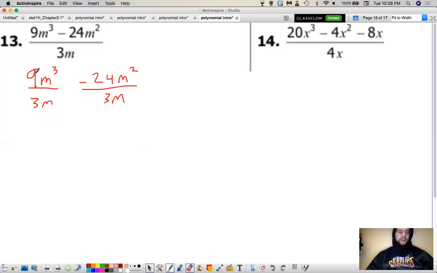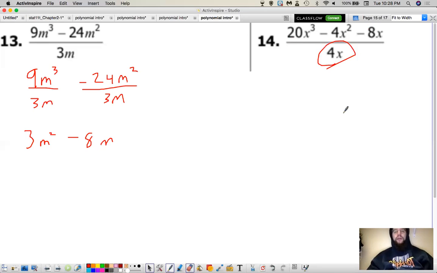So I'm not going to erase, it's confusing. 9 divided by 3 is 3. M cubed divided by m is m squared. If you don't know how to do that, go back to the previous lesson. It's going to be a negative. 24 divided by 3 is 8. M squared divided by m is m. Are these like terms? No. Are we done? Yes. We got 3 of them over here. So if you look at your numerator and you have like terms, go ahead and combine like terms before you divide. Just makes things a little bit easier, in my opinion, anyway. Split it up.